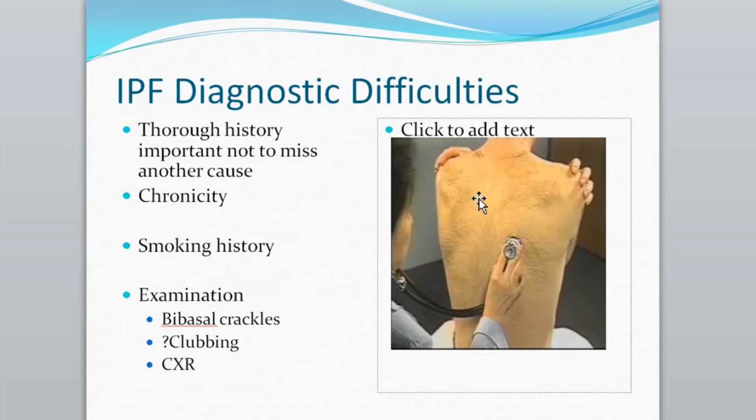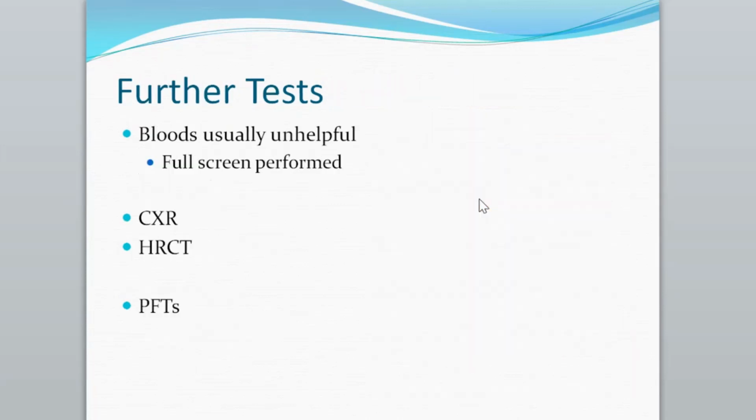The other thing we also know is that it's really easy, if you're not thorough, to miss another cause for pulmonary fibrosis or interstitial lung disease. And the things that we should really be looking at are in the history and examination. For the diagnosis, the CT is the most important thing, and the pulmonary function test, as we mentioned. And we would also do a full autoimmune screen on these patients to make sure it's not a connective tissue disease related ILD.